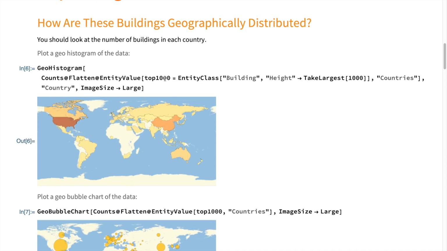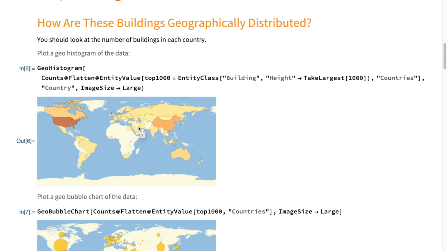We will set up a variable top1000 which takes the largest 1000 buildings in terms of height using EntityClass. Using EntityValue, I can take the countries of each of these buildings. After that, I will flatten the data and use the Counts function to tally it. Finally, I will use GeoHistogram to plot this and indicate I want it by country. We see a large number in the US and China.